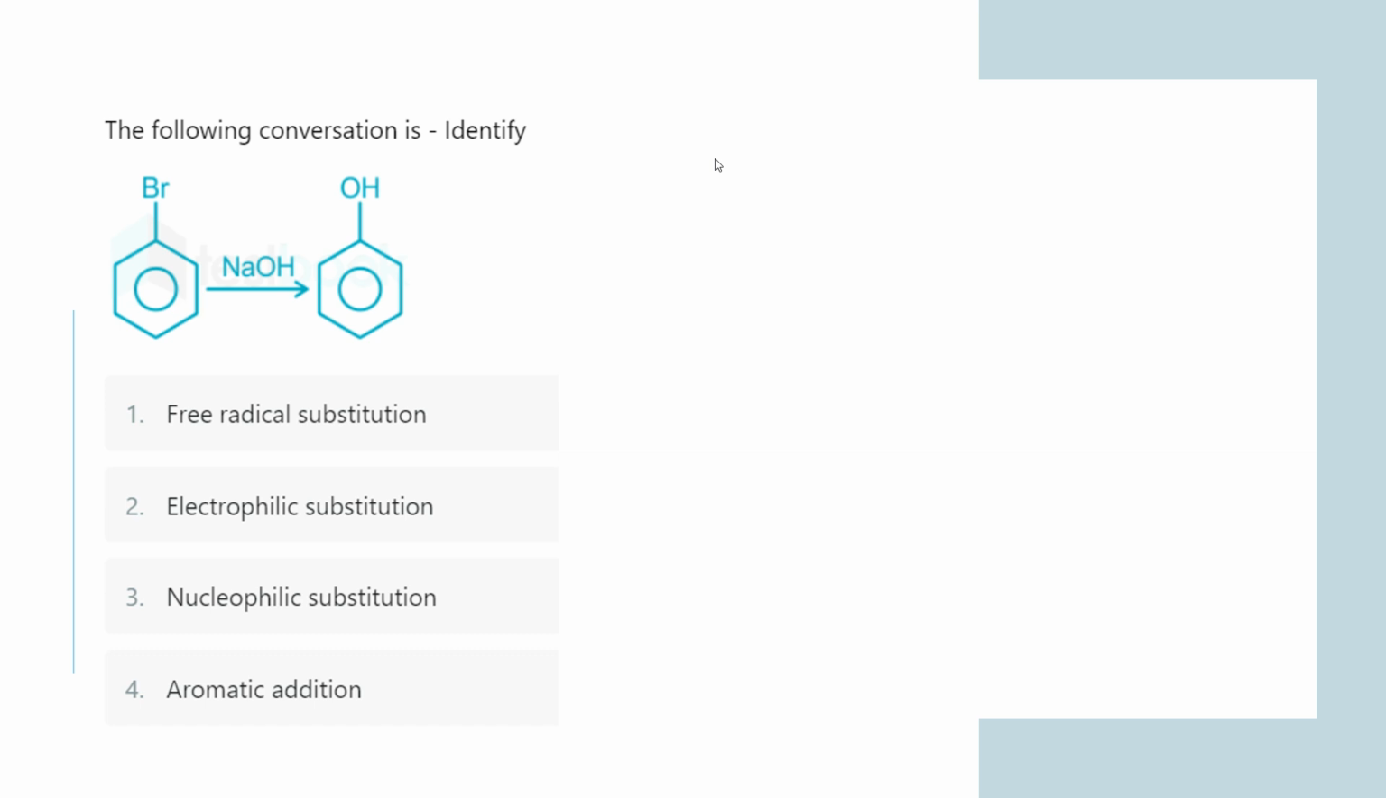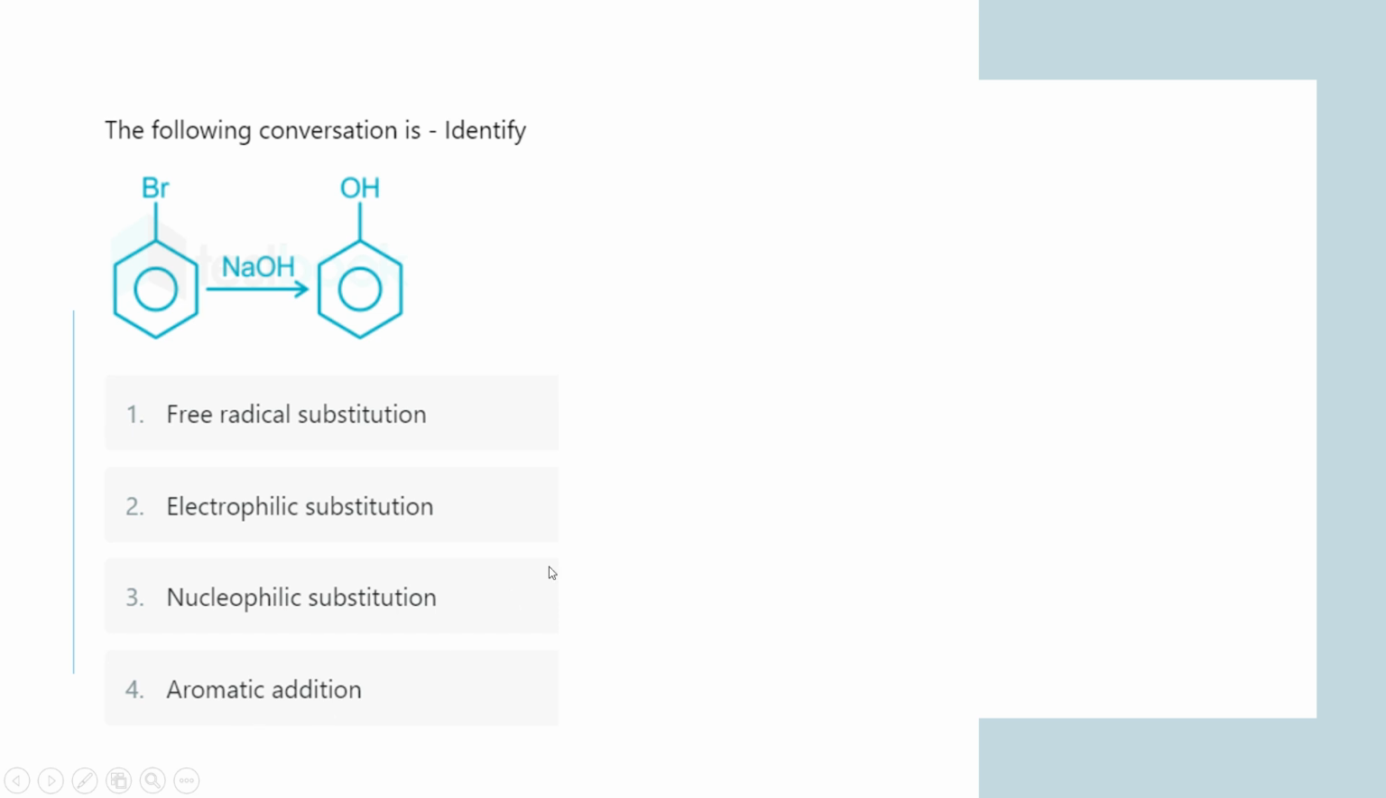The following conversion is: you are given bromobenzene, and we are treating bromobenzene with sodium hydroxide, and the product liberated here will be phenol. Okay, this is a process which is synthesizing phenol from bromobenzene. So you have to identify what kind of reaction it is. Is it free radical substitution? Is it electrophilic substitution? Is it nucleophilic substitution? Or is it aromatic addition?